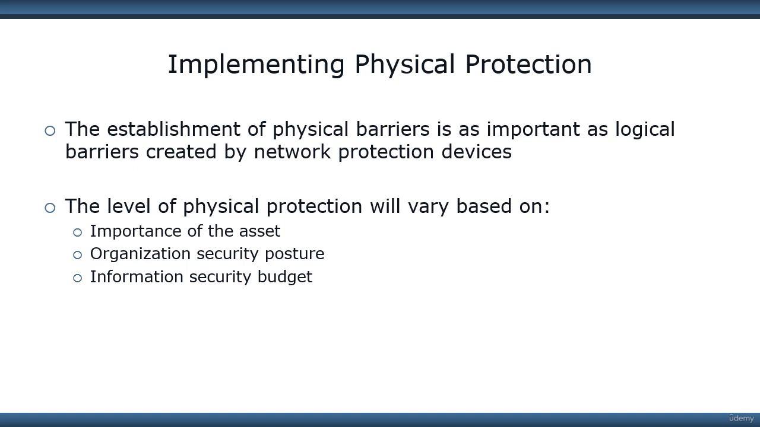The establishment of physical barriers is very important. It's as important as logical barriers created by network protection devices. So we need to not forget about physical security. The level of physical protection is going to vary based on the importance of the asset, the overall security posture of the organization, as well as the budget. But we have lots of physical controls that can be put in place to make sure that unauthorized individuals aren't able to get into certain areas within our company.